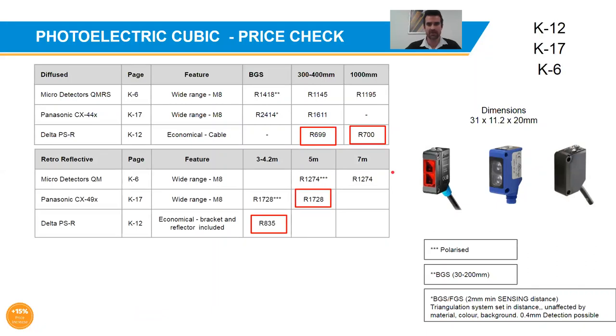Looking at the retroreflective, again, on the 3 to 4.2 meter, Delta is a good option. Not only is the price a lot lower, it also comes with all the brackets and the reflector as well, where on the other options, MD and Panasonic, you'd have to add those accessories.